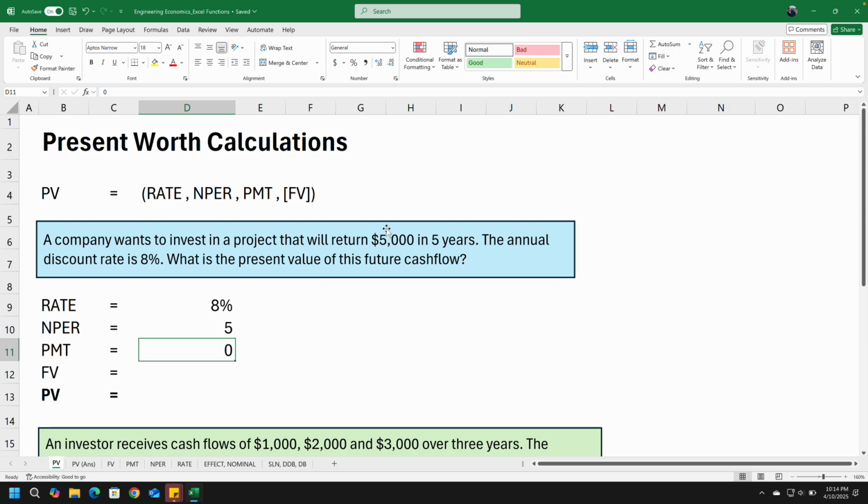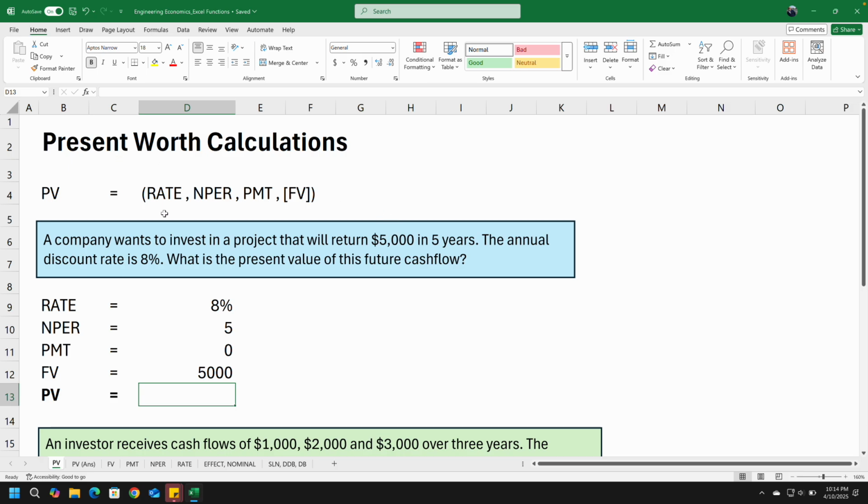Instead, what we're doing is we want to just give up cash up front and let that cash in year zero develop into the $5,000 in 5 years. So our future value, or what we want, is $5,000. Now, with present value, what we want to determine is how much cash we have to give initially, right?